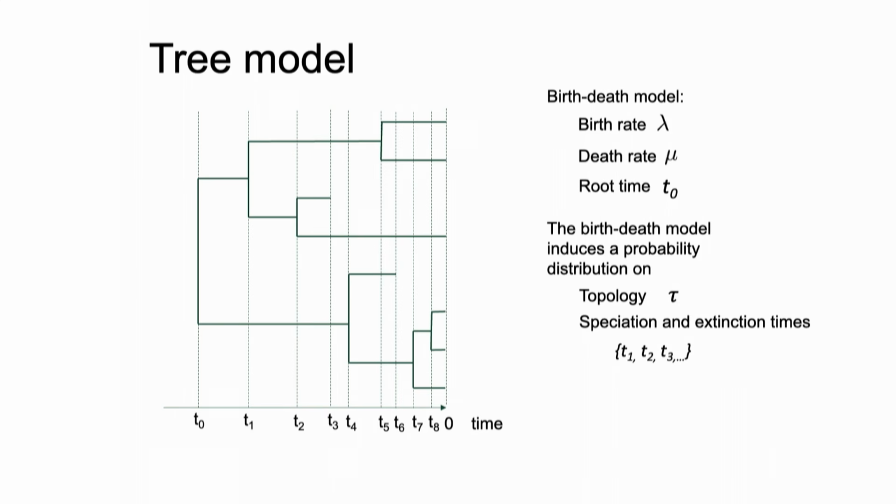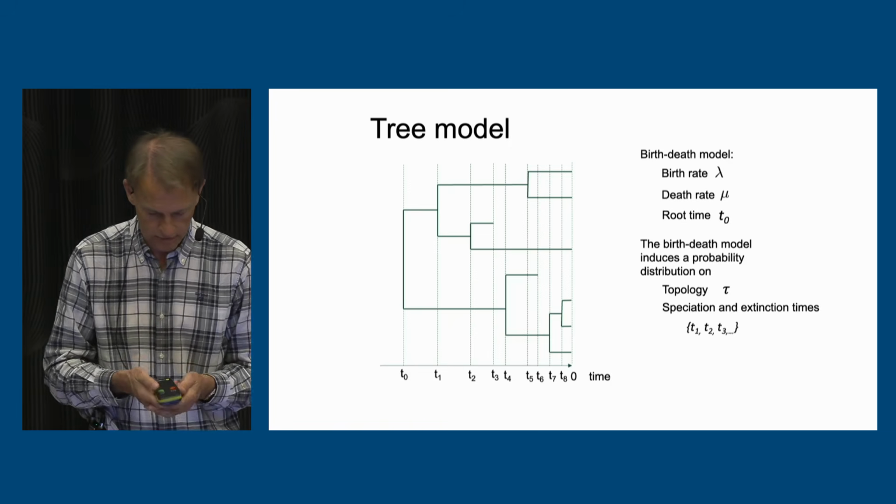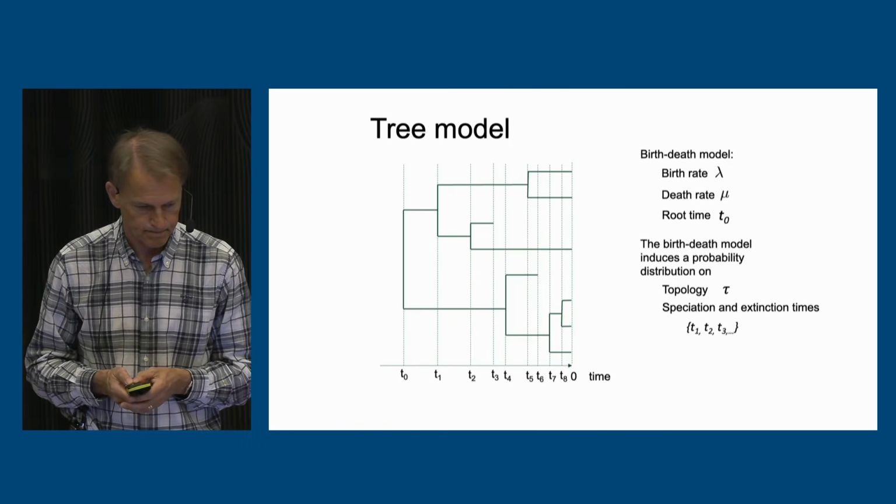Often in these trees, if you have a death rate, of course, you have some lineages that go extinct, and often we cannot observe those extinct lineages. So that's one important problem, when we have to integrate over all the possible ways in which there could be extinct lineages that are unobserved.